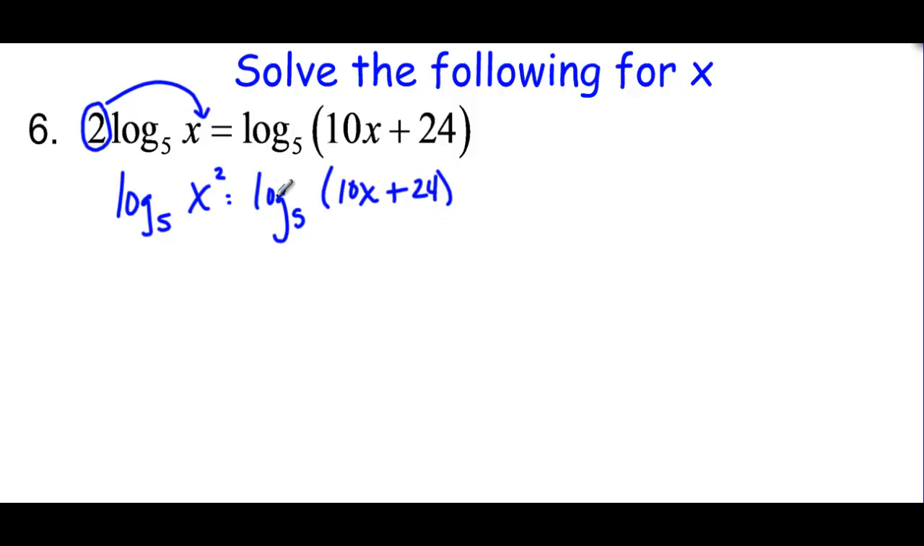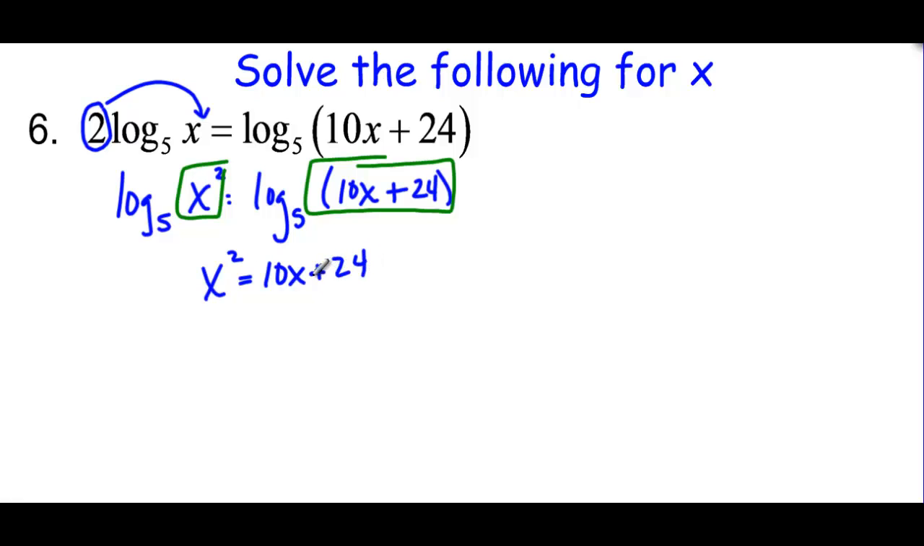Again, I notice that they both have logs. They both have base 5. So the only thing I have to worry about is as long as these two values are equal, both sides are equal. So now I can write an equation. x squared equals 10x plus 24. And hopefully you remember from our quadratics chapter, we have x squareds and x's. So what I'm going to have to do is move everything to one side. And I prefer to keep my x squareds positive, which makes this equal to 0.